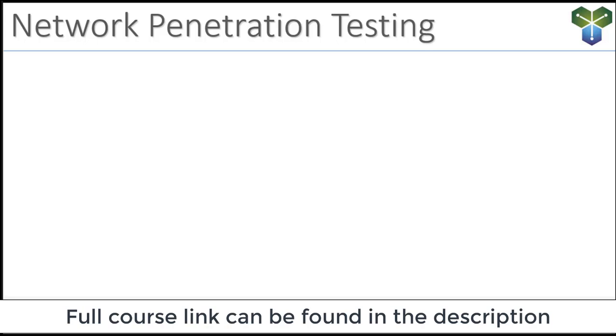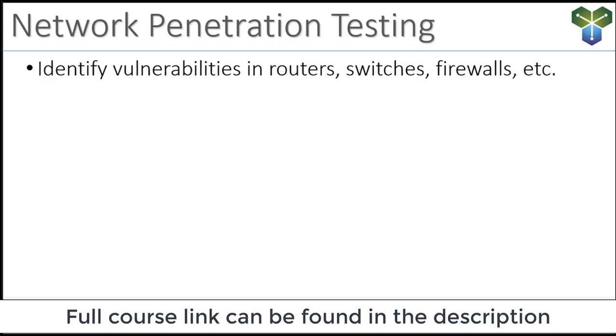And so let's start with network penetration testing. And this is looking for vulnerabilities in our network. Things like our routers, our switches, our firewalls. We're going to probe our network for weaknesses. And we can do either external or internal testing. Now, external testing is coming from the outside world. It's coming from the internet.